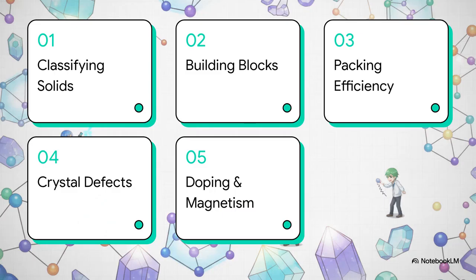First up, classifying the solid world, followed by the ultimate building blocks, packing efficiency and density, perfectly imperfect crystal defects, and we'll wrap it all up with doping and magnetic superpowers.